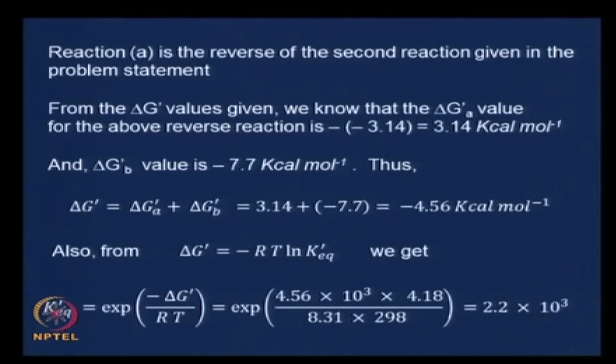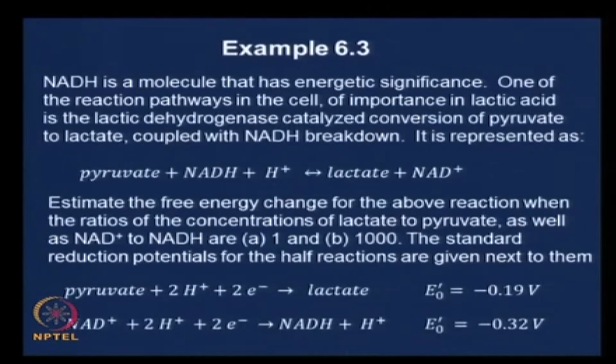Okay, we will work out one more problem to become more comfortable with these concepts, which is example 6.3. NADH, nicotinamide adenine dinucleotide, the hydrogenated form of that, is a molecule that has energetic significance. You can recall this, NADH molecules result from the glycolysis pathway, the TCA cycle, and they are the electron carriers between these reactions and the oxidative phosphorylation pathway in the cell.